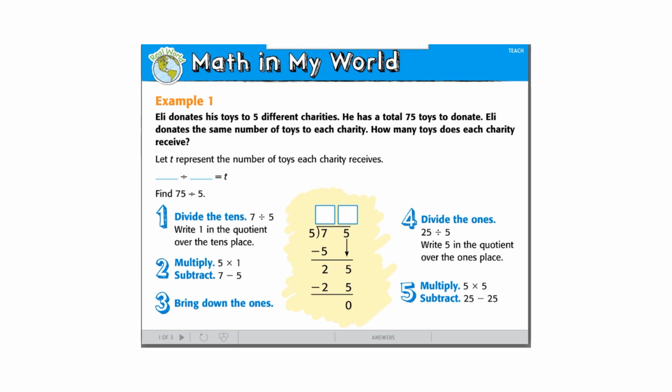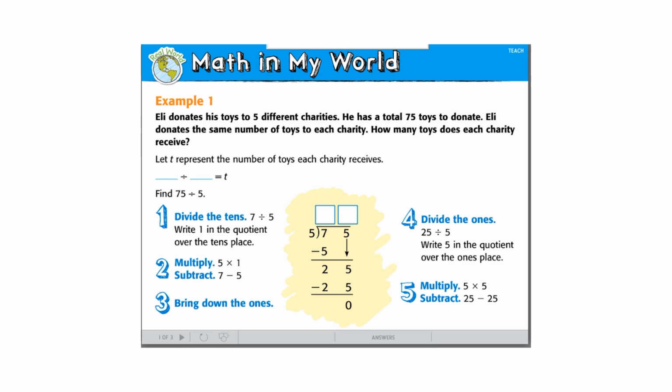Okay, look at the first example. Ready? Eli donates his toys to 5 different charities. He has a total of 75 toys to donate. Eli donates the same number of toys to each charity. How many toys does each charity receive? So, meaning he doesn't want to have one charity get a whole bunch and another one get more than that one. So, every charity has to have the same number.